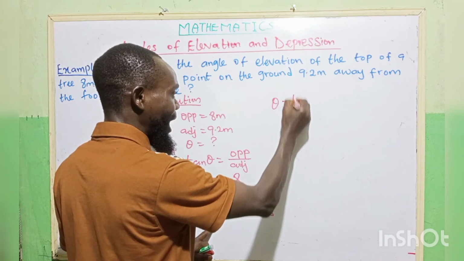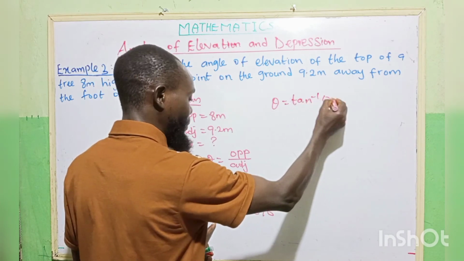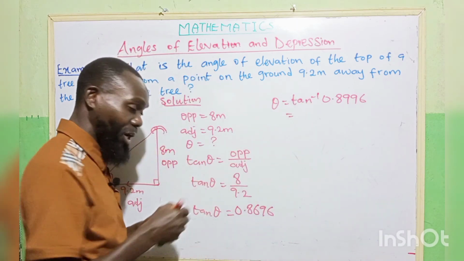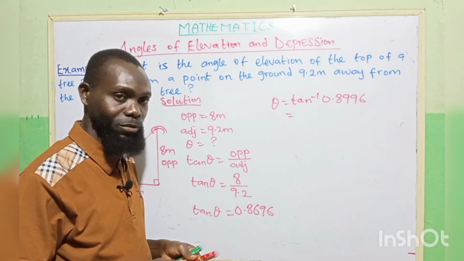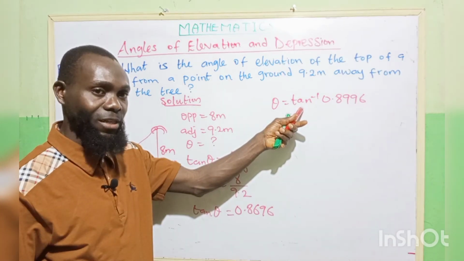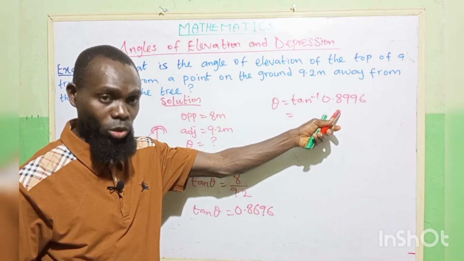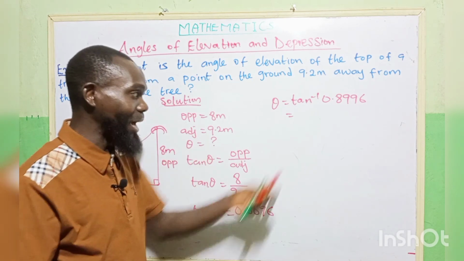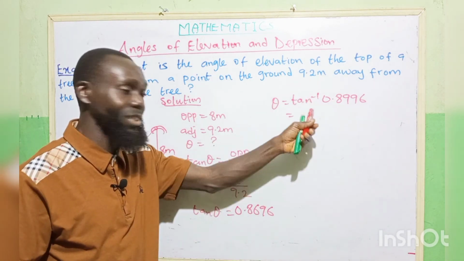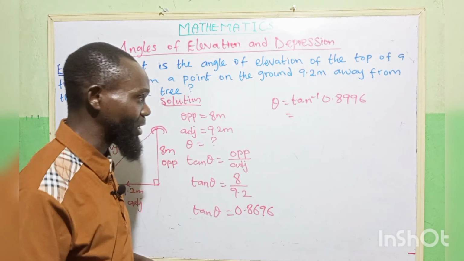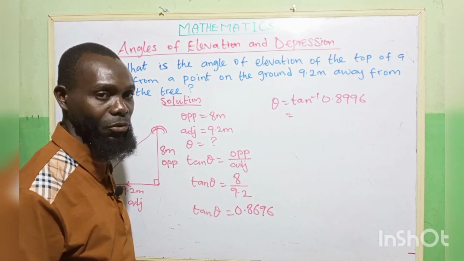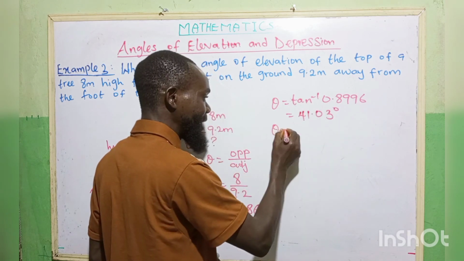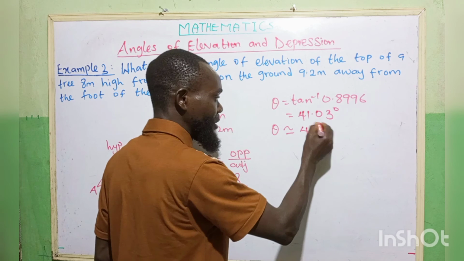Theta will equal arc tan 0.8696. Arc tan means in your calculator, you press shift tan, and it's going to give us this sign. Then you press this number and equals, or you press 2nd, meaning second function, and press your tan. It will bring out this sign and you press these values. After pressing it, we are going to have 41.03 degree. Then our theta is approximately equal to 41 degree.